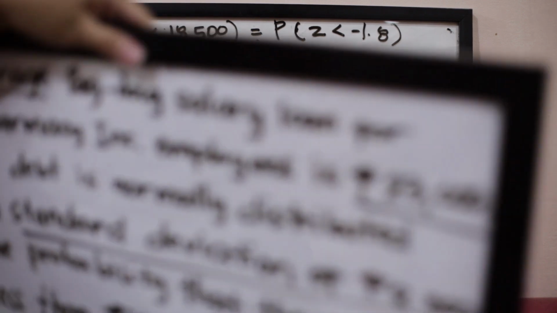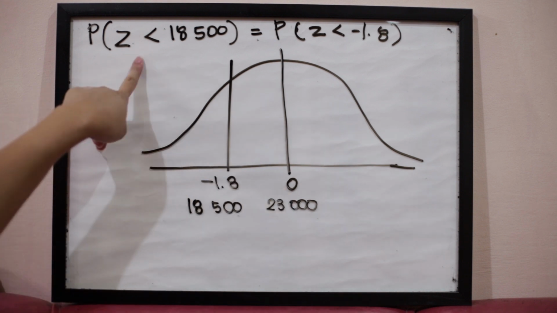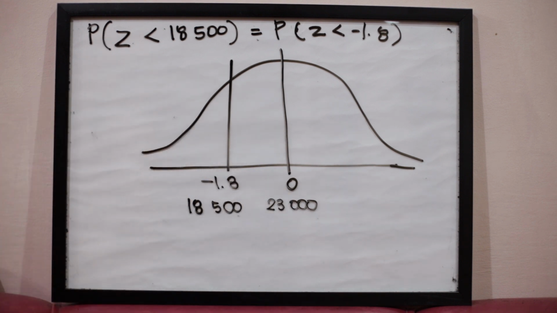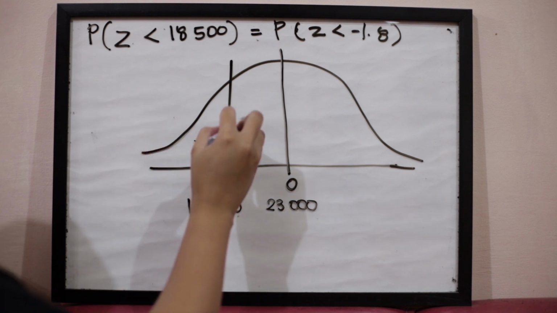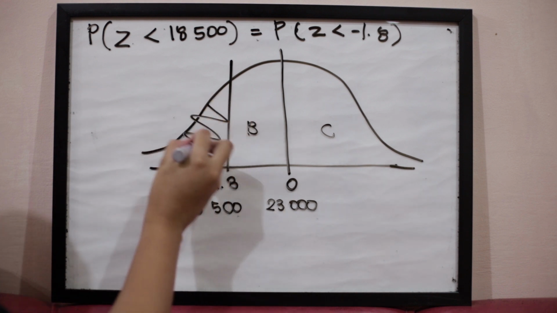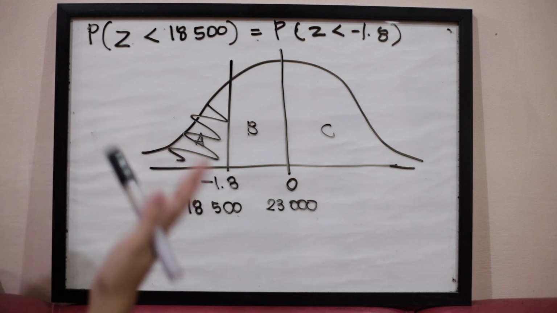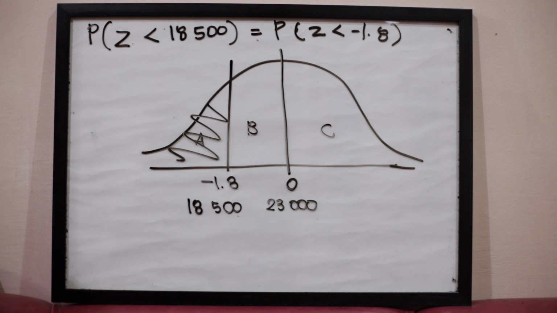So we have to get the shaded region equivalent to this given probability. So, where is the shaded region that is less than negative 1.8? Is it A, B, or C? Where is the less than negative 1.8? If you tell me, ma'am, region A, then you are correct. So, this is the less than negative 1.8, or less than 18,500.